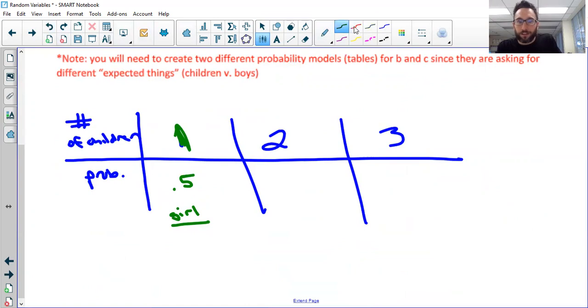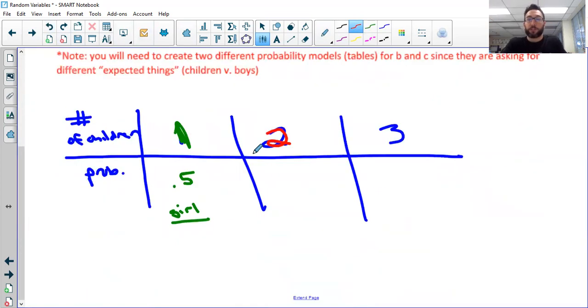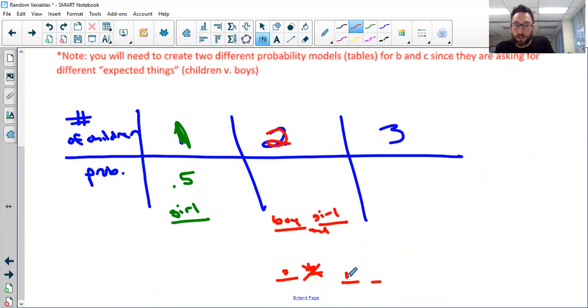Now we got to think, how is it possible that this family would have 2 children? Remember, they're going to have kids until they get a girl, but they agree they won't have more than 3 kids, even if they're all boys. So the only way this family can have 2 children is if they have a boy first and then a girl second. It can't be girl, then boy, because once they had the girl, they would stop. They wouldn't have a second kid. And it can't be boy and then boy, because then they would have a 3rd kid. They're going to keep going until they get a girl, or they'll stop if they have 3 boys.